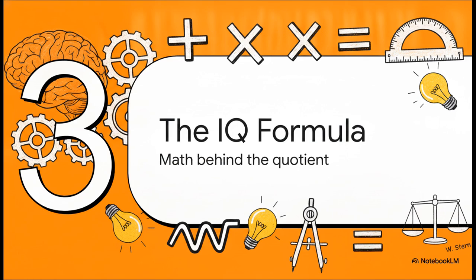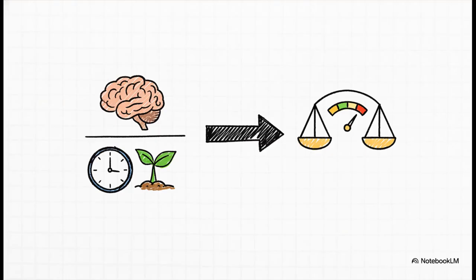Section 3. The IQ formula, the math behind the quotient. Let's see how William Stern actually brought these two concepts together. His formulation has this really elegant simplicity to it. IQ equals mental age divided by chronological age, multiplied by 100. It is quite literally a quotient, a result you get by dividing one quantity by another. By dividing the mind's age by the body's age, you get this incredibly clean ratio of development.